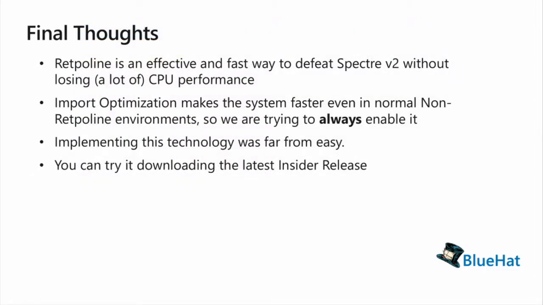And then final thoughts. In this talk, we found that Retpoline is an effective and fast way to defeat Spectre v2 without losing a lot of CPU performance. An interesting fact is that we found that with import optimization, the system is faster, even in normal non-Retpoline environments. So we are trying to always enable that, regardless of Retpoline. And this is a great achievement. One thing that I need to say is that implementing this technology from scratch was far from easy. It was pretty complex, but we did it. You can try it if you download the latest Insider release.